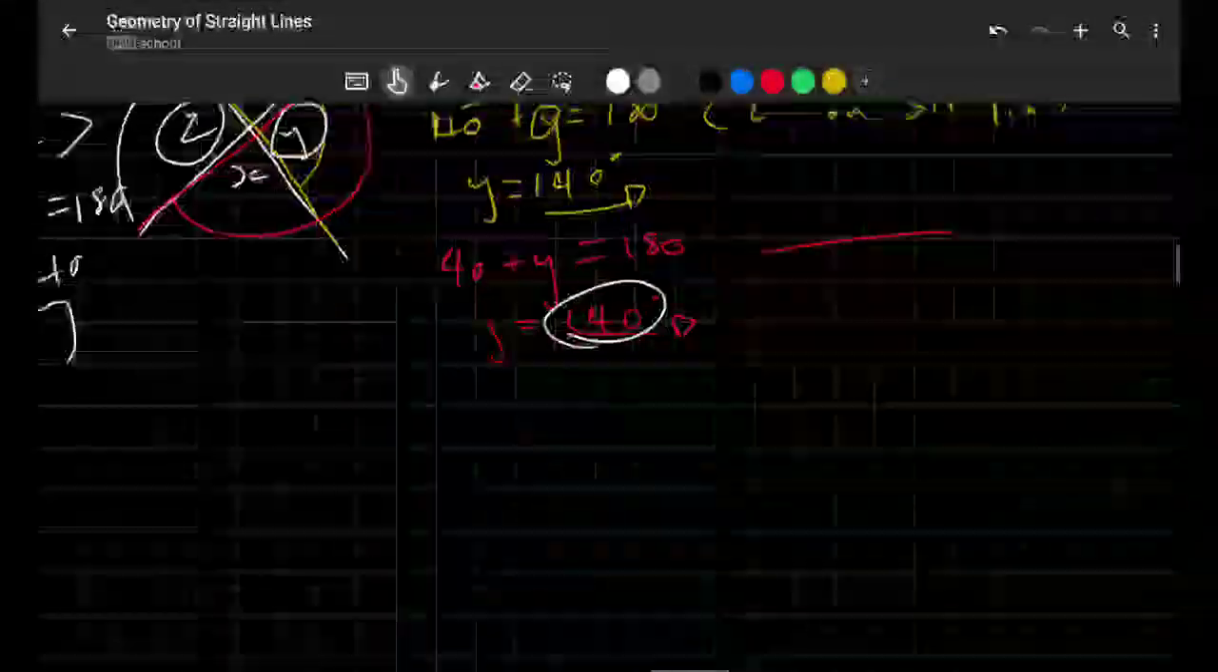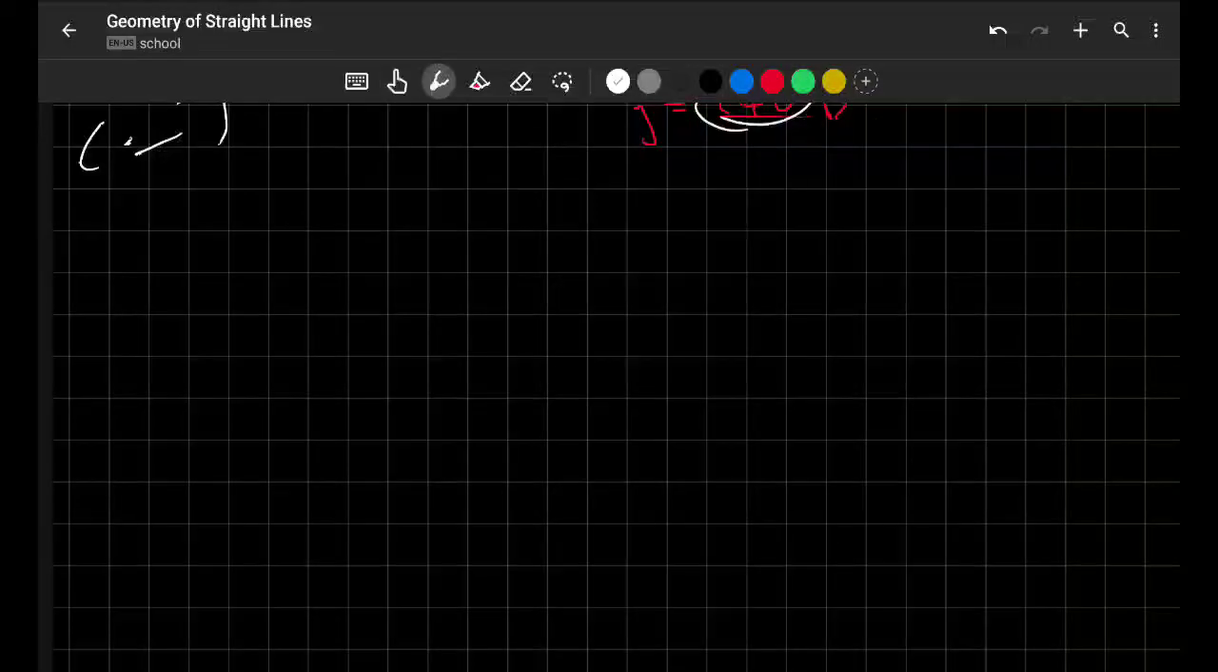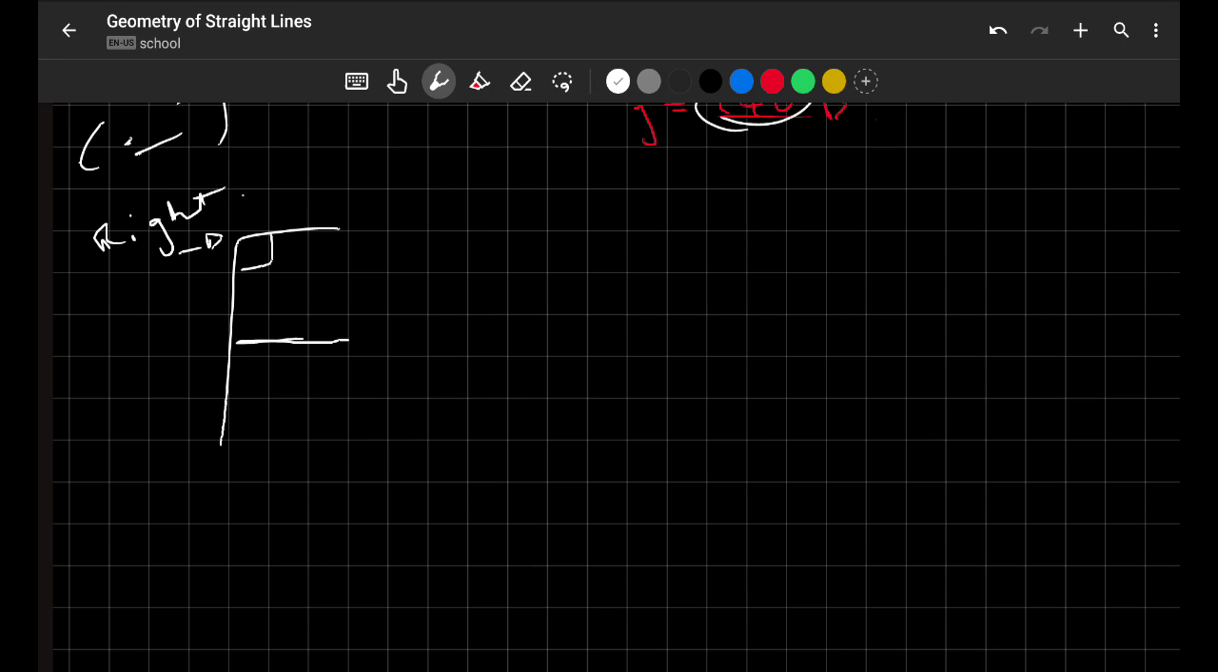Let's do the corresponding angles. Corresponding angles, if I gave you an F like that, and then I said that this is a 90-degree angle. We know that this square thing represents a right angle, and a right angle we know is always 90 degrees. That's an R, it represents 90 degrees. So I say to you, find X.